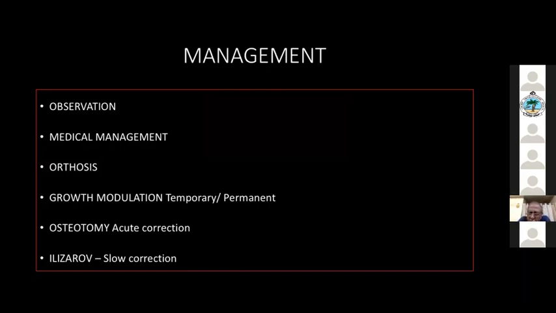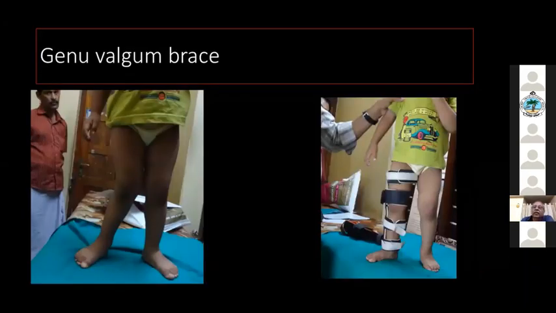What is Scholl's solution and what is Joule's solution that is commonly used for this. Then the role of orthosis, which is very controversial, but I usually give them. What is growth modulation by using 8 plates, then osteotomy, acute correction and slow correction. So this is the brace which I usually use; it is a controversial thing, but I usually use that.